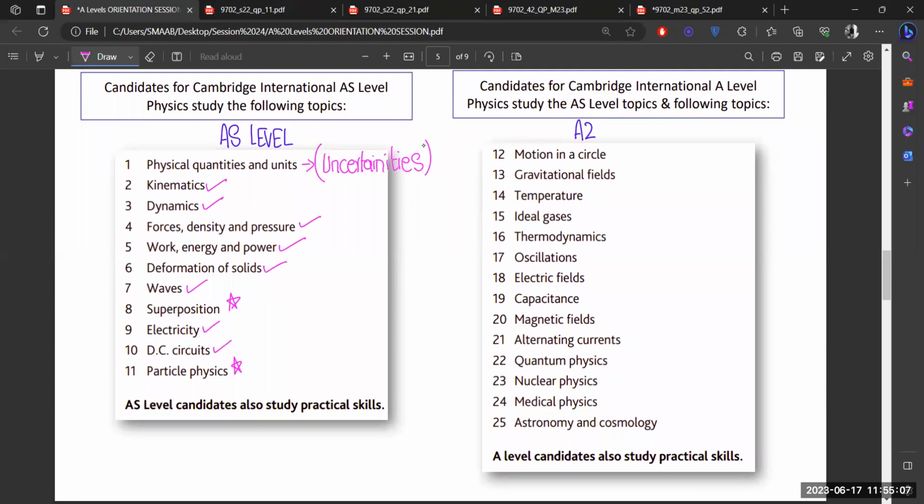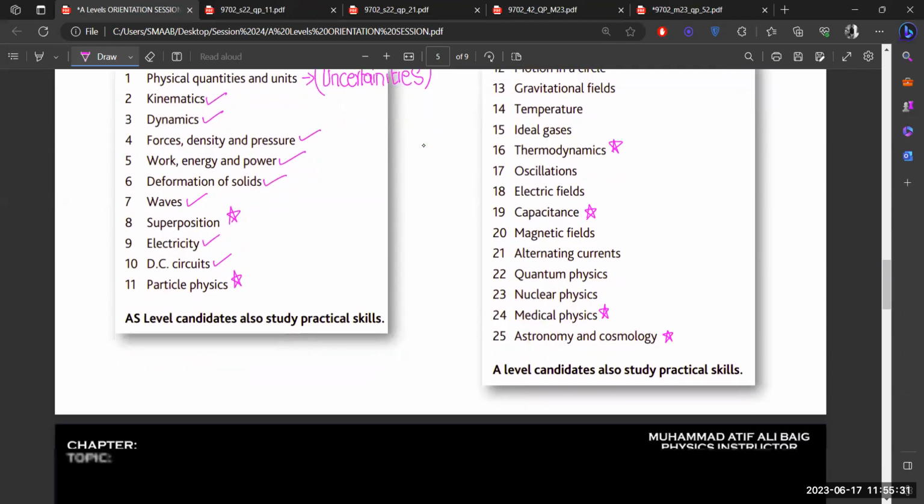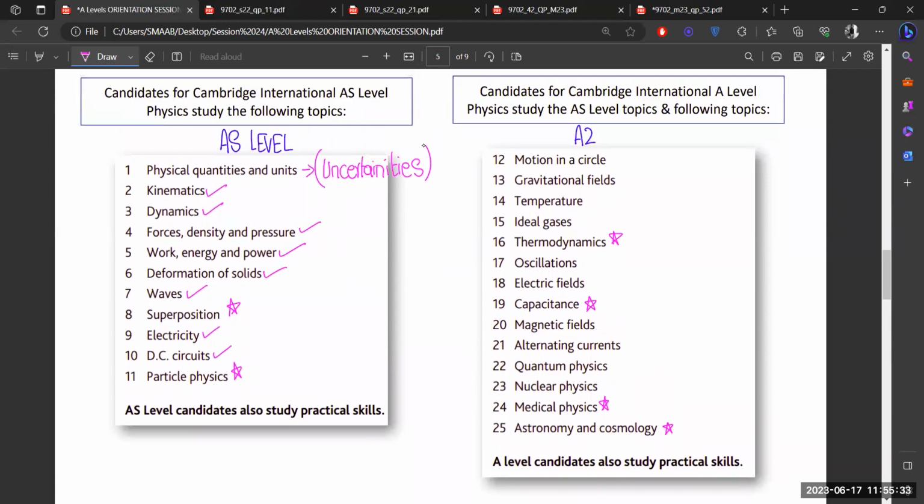Again, if we talk about A2, medical physics is a new topic, and astronomy and cosmology. That's why they added space physics in O levels, because there is a concept of astronomy and cosmology in A2. Then we have capacitance, which is a new concept, and thermodynamics. So multiple options are there according to our chapters. So this is the whole scenario for your A levels.